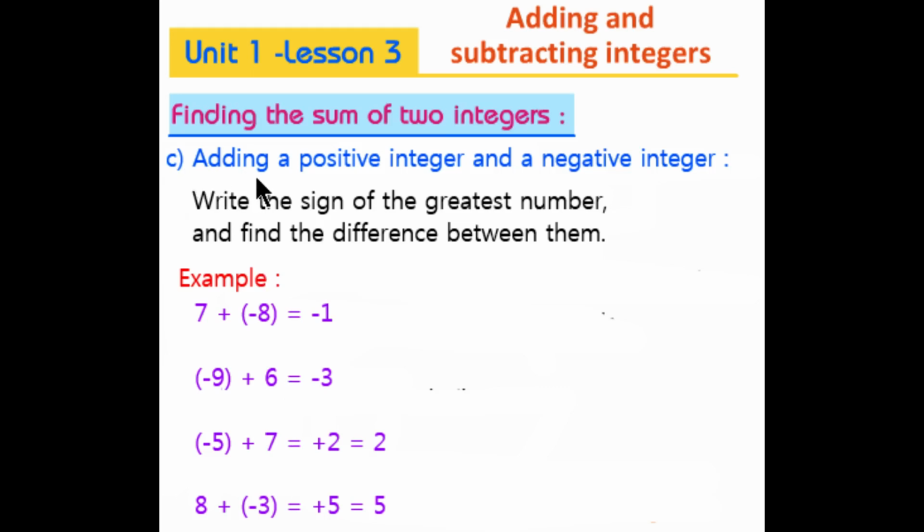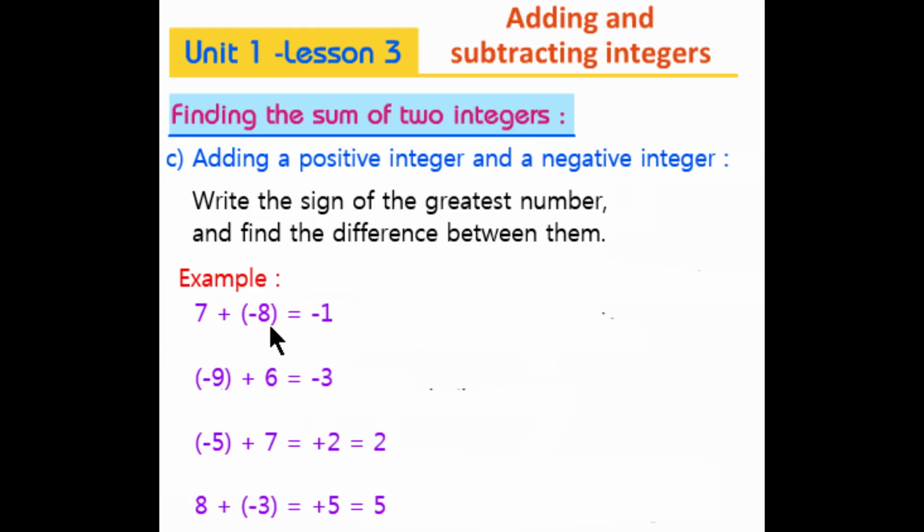C. Adding a positive integer and a negative integer. The rule: write the sign of the greatest number and find the difference between the two numbers. For example, 7 plus negative 8.